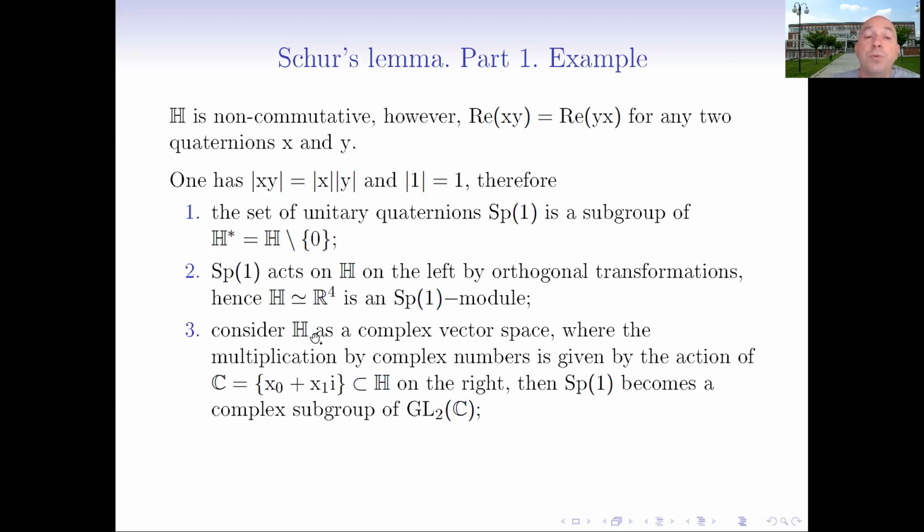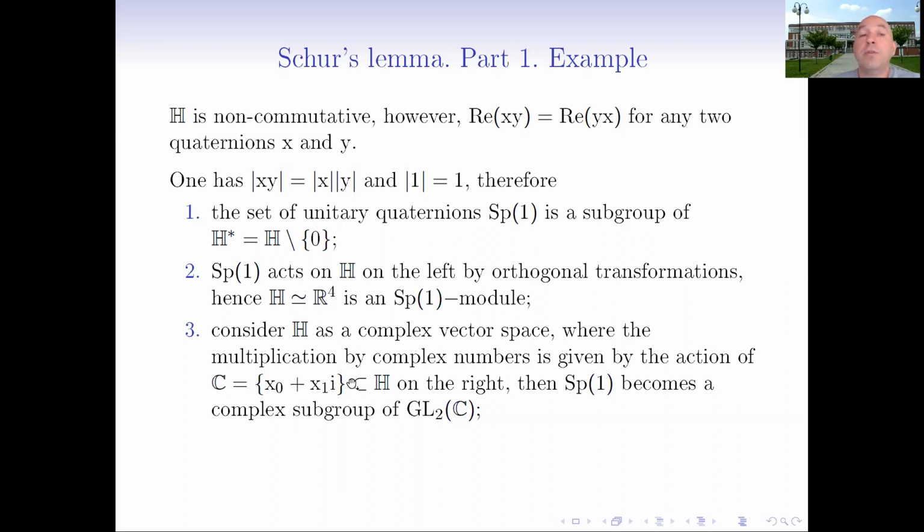We can view H, the algebra of quaternions, as a complex vector space. Of course, it's always a real four-dimensional vector space. But we can also multiply H by complex numbers, and we see complex numbers inside H as those quaternions for which the third and the fourth components are zeros. This will satisfy the property of a complex number.